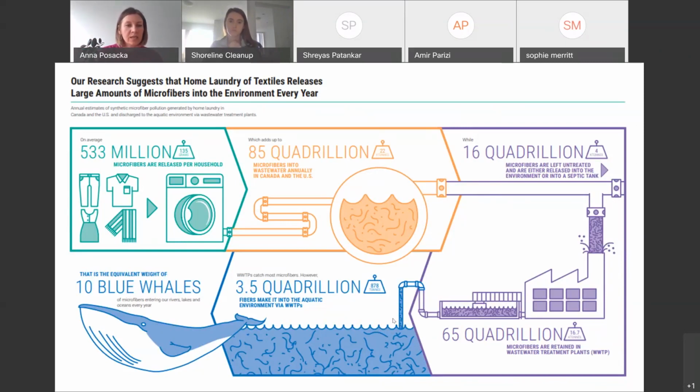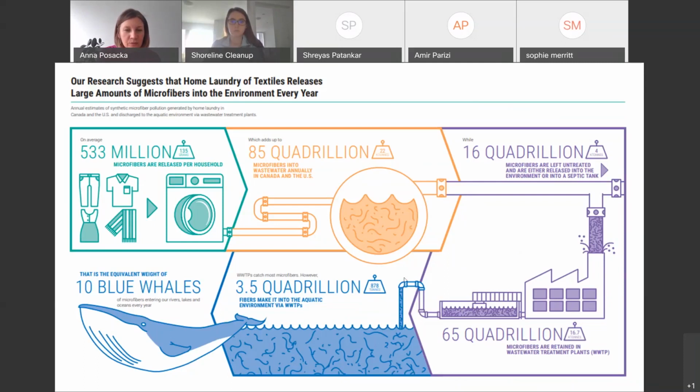And what you can see is that it's quite a significant amount that gets through. On average, we estimate 533 million microfibers being released every year through home laundry. And of that, 3.5 quadrillion, an insane number, makes its way into the ocean, and that amounts to 10 blue whales. So without a doubt, microfiber shedding, microfiber leakage into the environment is one of the more pressing study areas when it comes to microplastics.